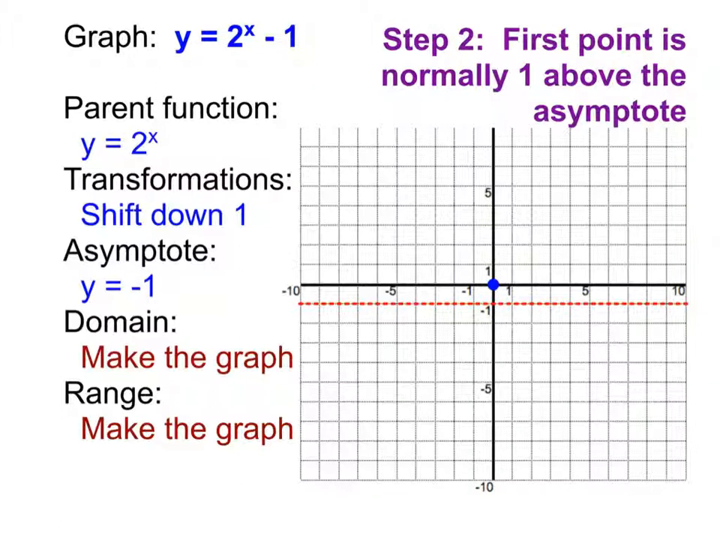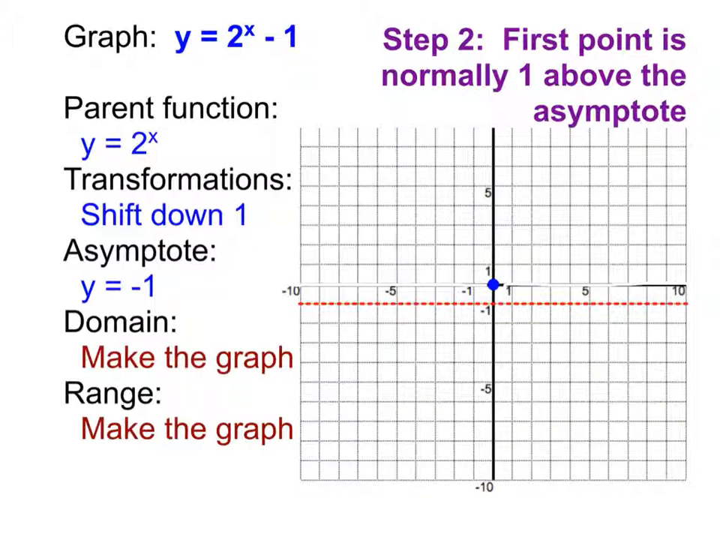Now, sometimes people get mixed up by this because they're like, wait, why is the point on the x-axis? Who cares? It has nothing to do with the x-axis anymore. What I care about is only how does it relate to the asymptote. And you notice it is starting one above the asymptote. Wherever the asymptote is, we start one above it.